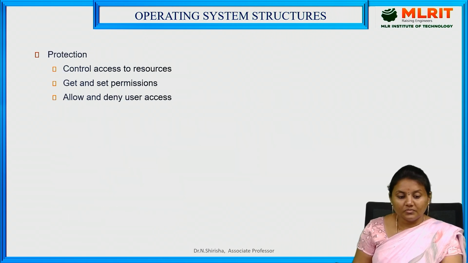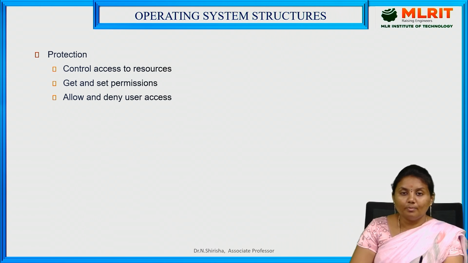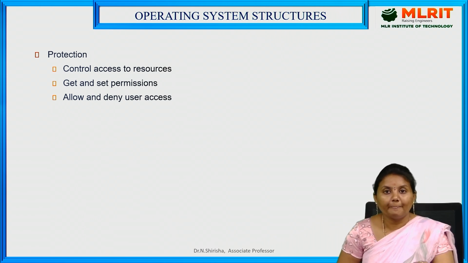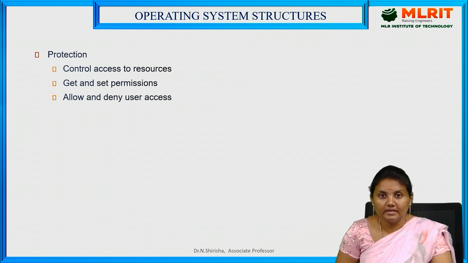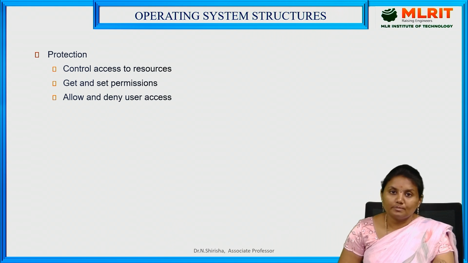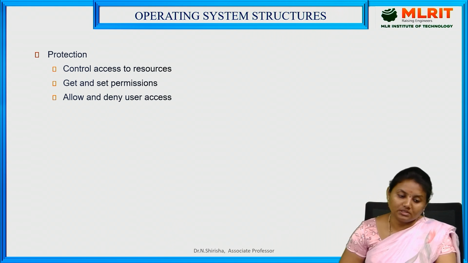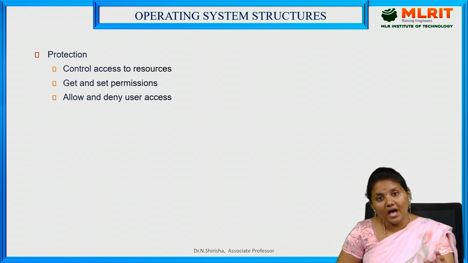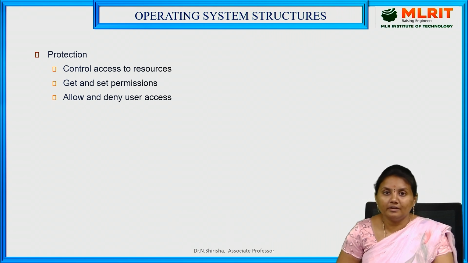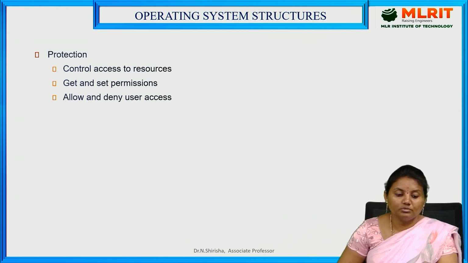Then finally, protection. So we have process control, device management, file management, information maintenance, and inter-process communication. Finally, protection. Once you achieve all of the above, they have to be protected, only then will your data remain and not get lost. For that reason, we use protection.